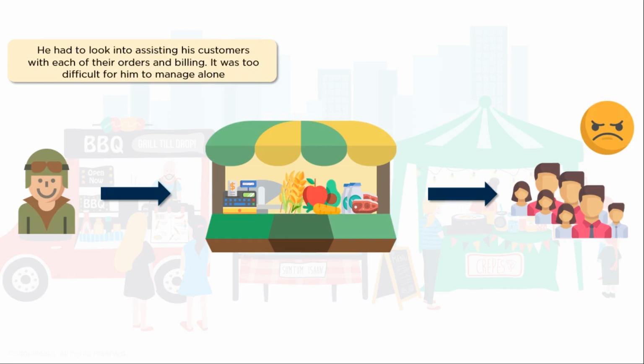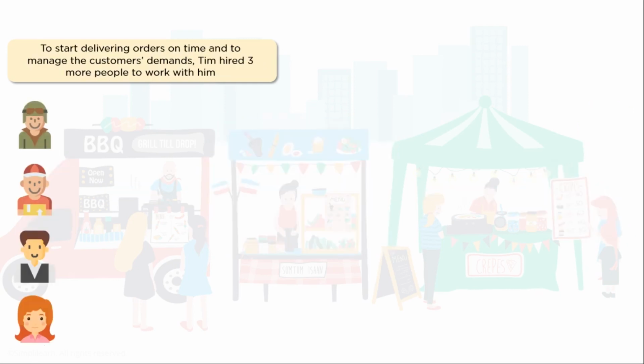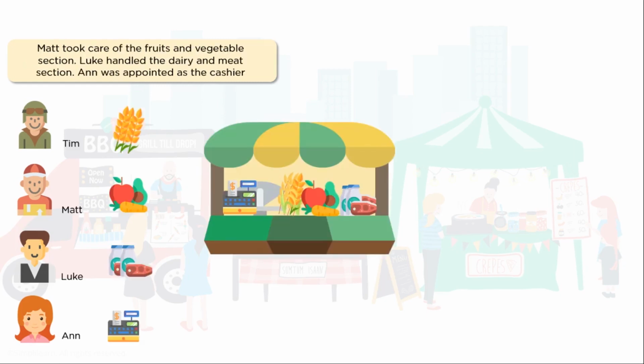He had to look into assisting his customers with each of their orders and billing. It was too difficult for him to manage alone. So what does he do? To start delivering orders on time and to manage the customers' demand, Tim hired 3 more people to work with him. So it was Tim, Matt, Luke, and Anne.